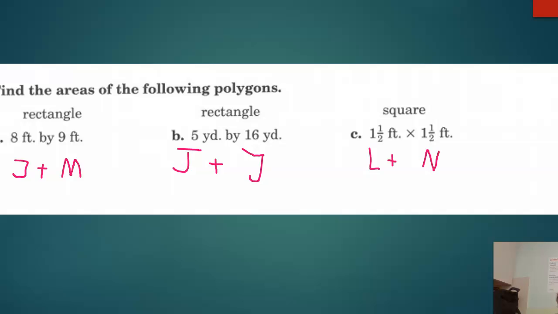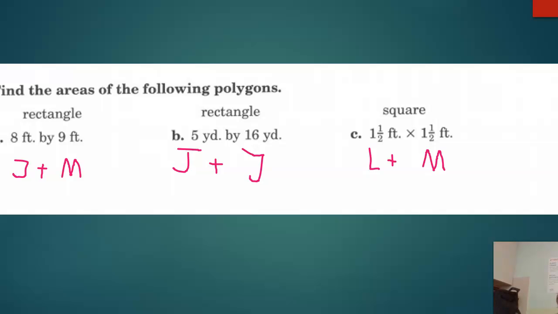Now make sure you're looking at the top. A and B, you're using the formula for rectangle. Letter C, you're going to use the formula for square. Everyone do those 3 problems.